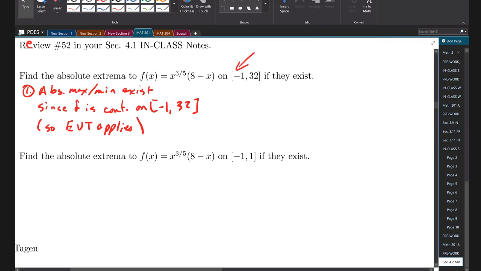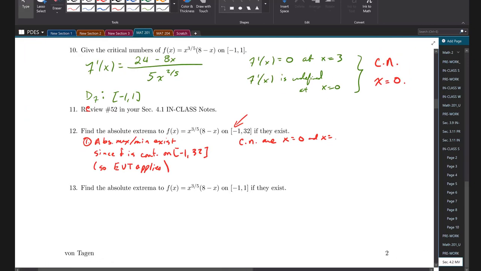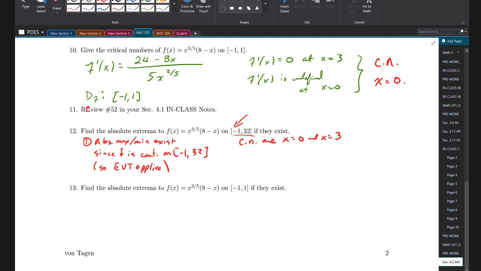So let's go ahead and do this. We know that the critical numbers are x equals 0 and x equals 3. Notice that both of those are inside the domain from -1 to 32. We're not restarting this question all over again. We didn't just take the derivative, set it equal to 0, and find out where it's defined or where it's 0. We're just using our answer from before. So those are our critical numbers.